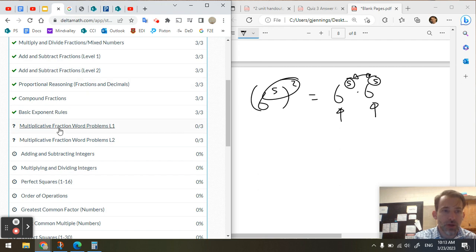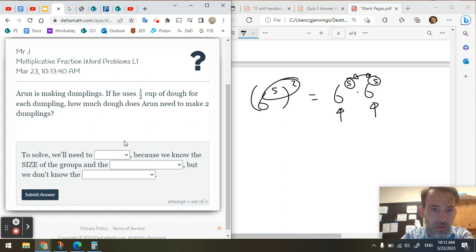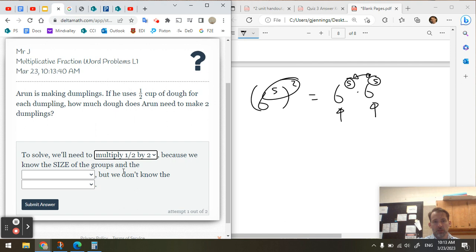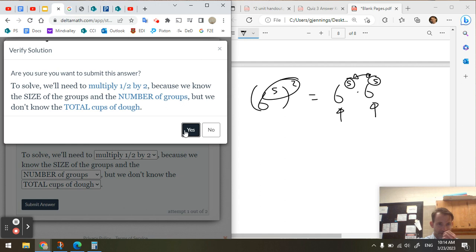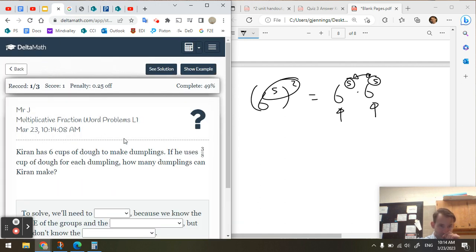Okay. All right. So now multiplicative fraction word problems. Arun is making dumplings. If he uses a half cup of dough for each dumpling, how much dough does Arun need to make 2 dumplings? To solve, we need to multiply 1/2 by 2 because we know the size of the groups and the number of groups, but we don't know the total cups of dough. Submit the answer. Yay! Let's do another one.